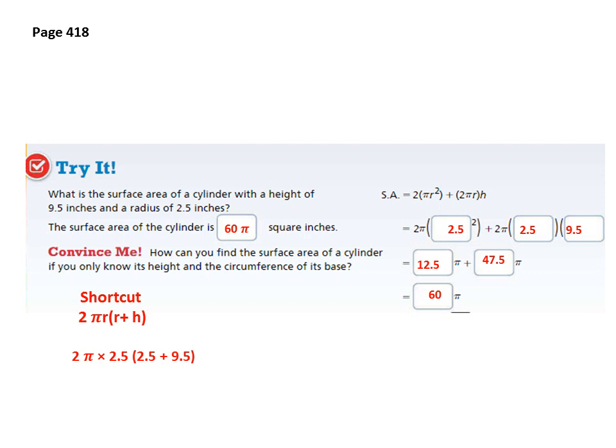Can we do this by another way? Just practice to use the shortcut to find the answer quickly. Remember, the shortcut is 2 pi r bracket r plus h. So substitute instead of r and h. So 2 pi r times, instead of r, 2.5. Inside the bracket it will be 2.5 plus 9.5. How to simplify? The first thing, multiply 2 times 2.5, it's 5.